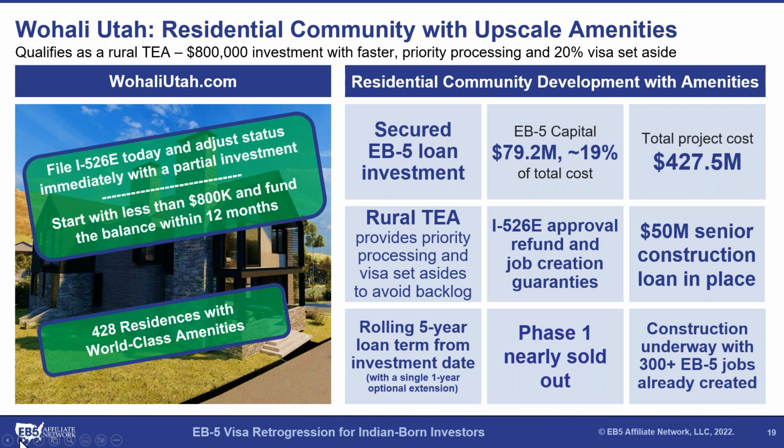So EB-5 funds come in and they're used to build amenities and develop individual homes, including a golf course, tennis courts, etc. EB-5 is about 20% of the total cost. This project is a rural project, so it's eligible for the larger 20% visa set-aside and faster I-526E processing. The project is structured as a rolling 5-year loan, which means that the day each investor individually funds their $800,000, there is a 5-year loan term that's unique to each investor.